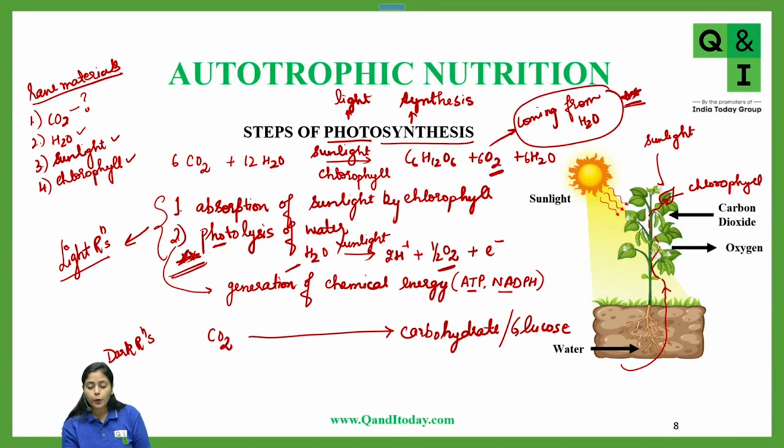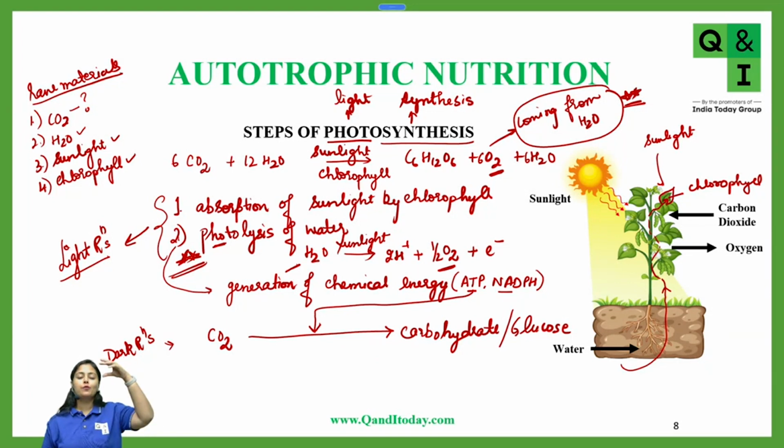But for this dark reaction to occur, you need the energy which was produced during the light reaction. Which energy? Chemical energy, which was ATP and NADPH. Using this energy, the carbon dioxide is getting fixed into carbohydrate. That's how glucose is formed. Got it? Yes, ma'am.